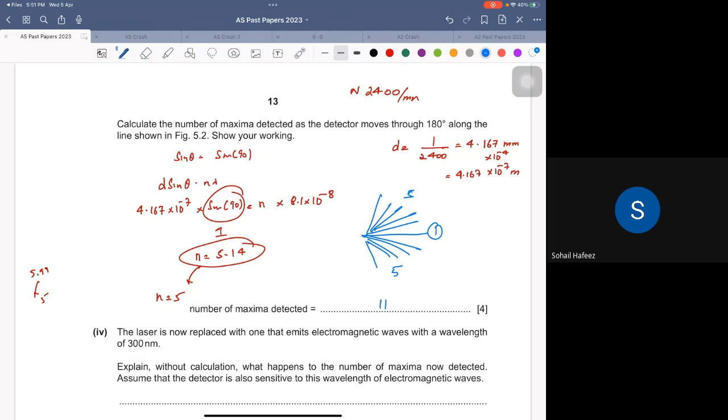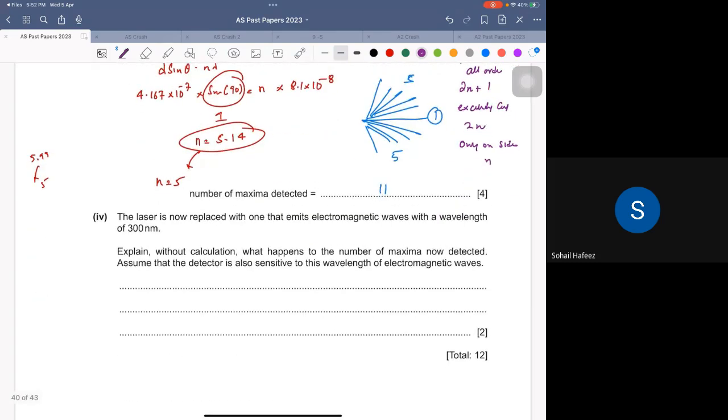Okay. So just to remind you people, it's 2n plus 1 that I've used for all orders. If they say excluding central, then you use 2n, and only on one side, then you use n. That's it. Okay, so the laser is now replaced with one that emits electromagnetic wave of this.